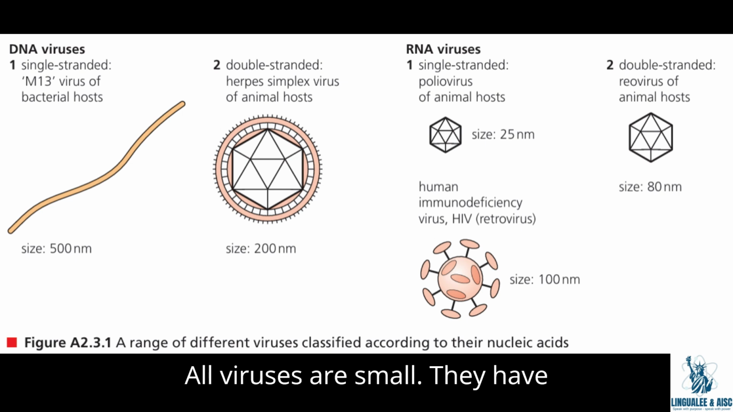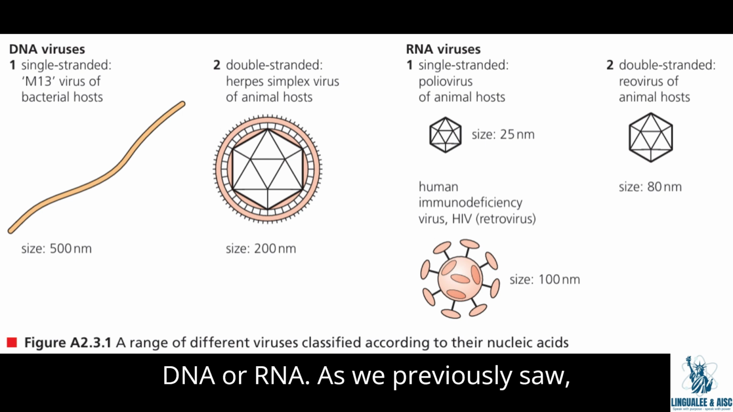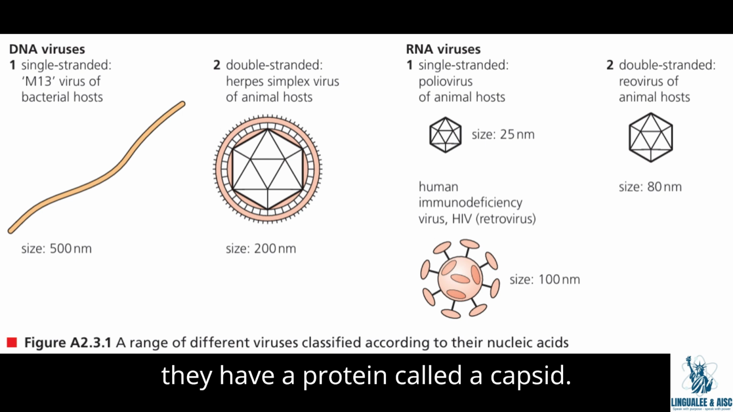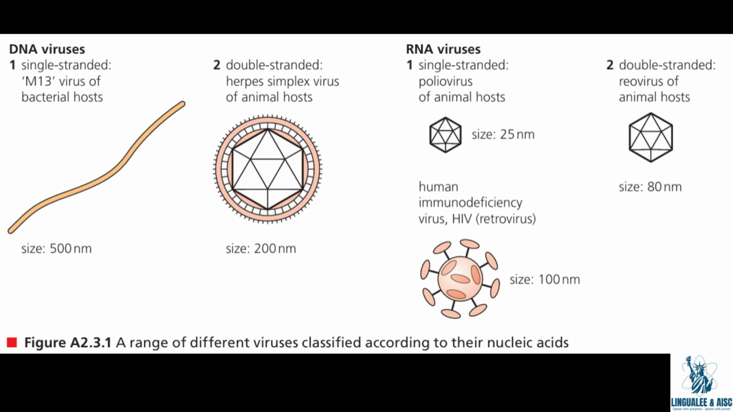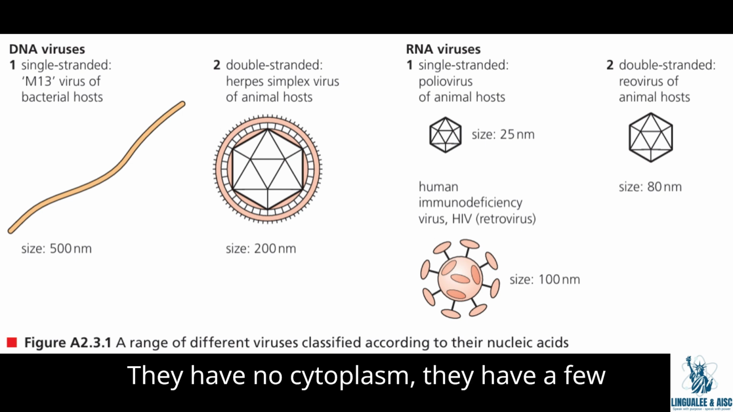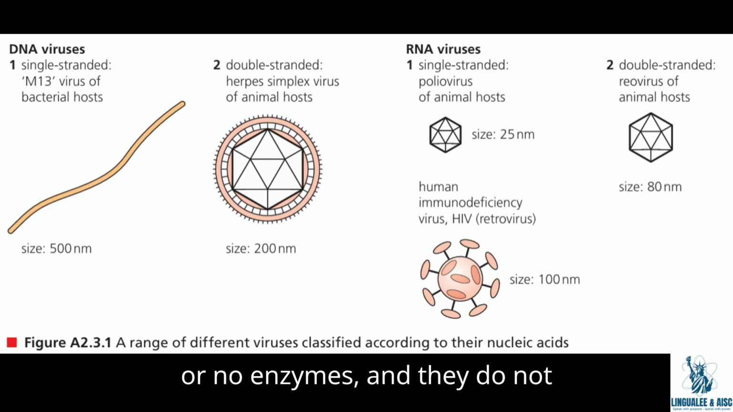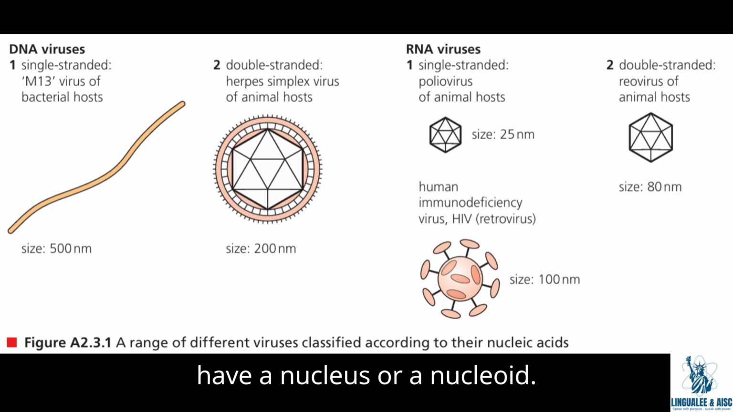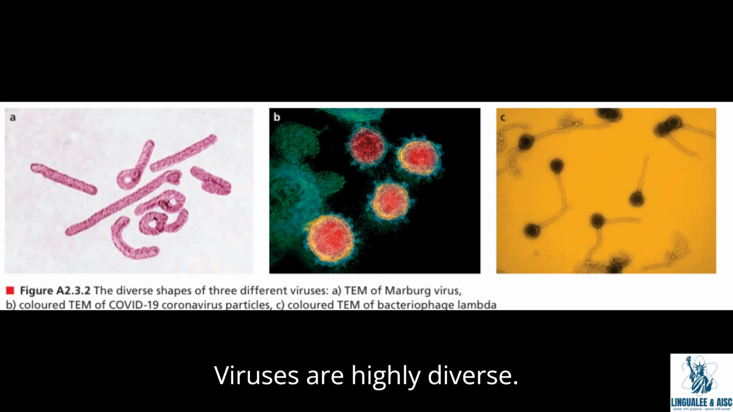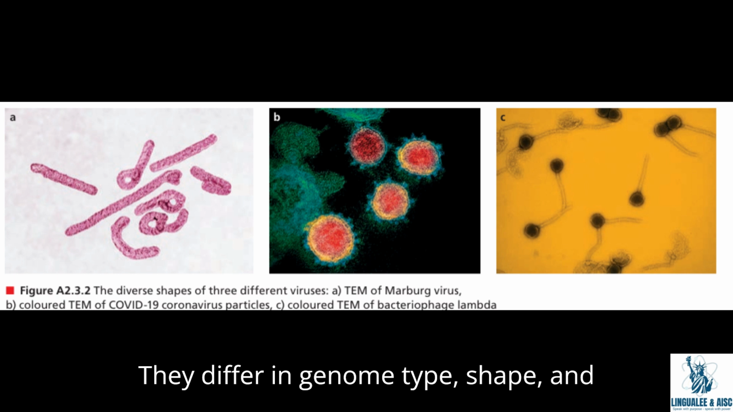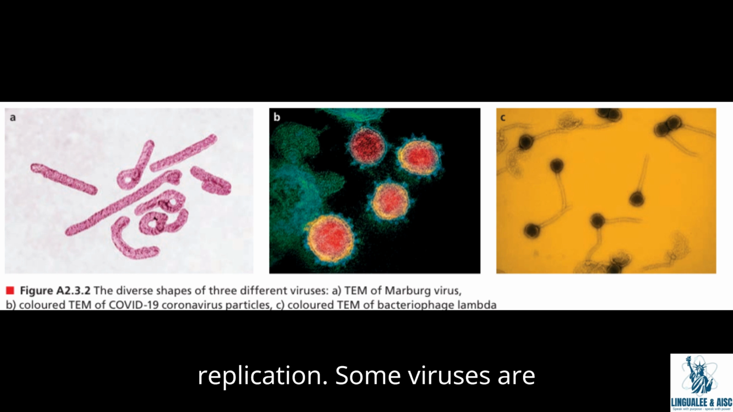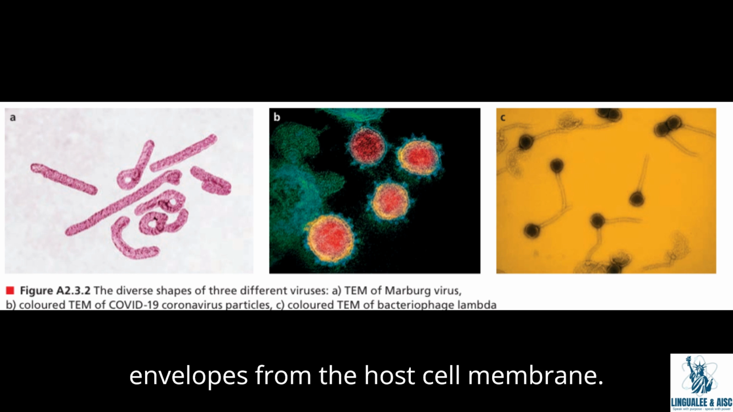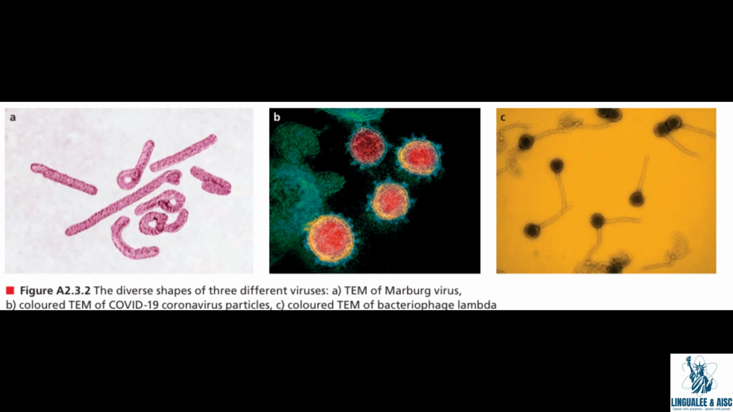All viruses are small. They have DNA or RNA, as we previously saw. They have a protein coat called a capsid. They have no cytoplasm. They have a few or no enzymes, and they do not have a nucleus or a nucleoid. Viruses are highly diverse. They differ in genome type, shape, and replication. Some viruses are spherical, others are complex. Some have envelopes from the host cell membrane.